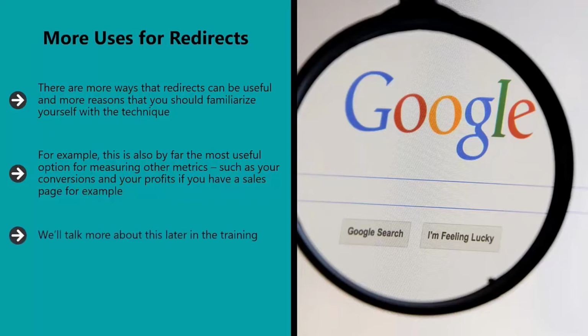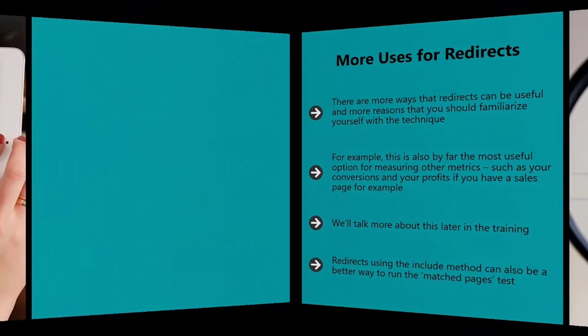We'll talk more about this later in the training. Redirects using the include method can also be a better way to run the matched pages test. Rather than manually change half of the pages on your site, or a large bunch of pages in your experimental group, you can use the include file in order to make the change once and then insert it into half the pages on your site.